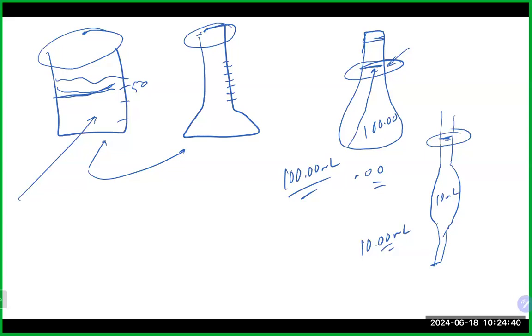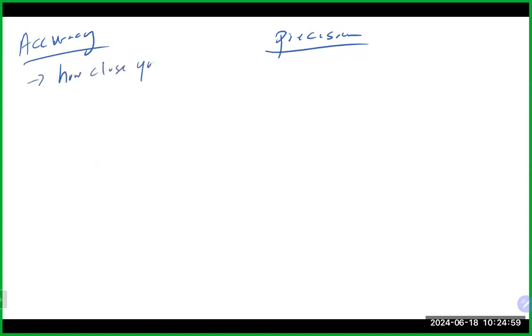Now, when we talk about measurements and stuff like that, there is accuracy and precision. And there is a difference between accuracy and precision. Accuracy is how close you are to the true value.